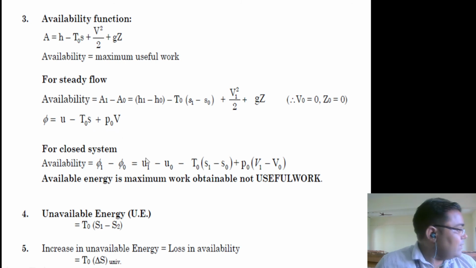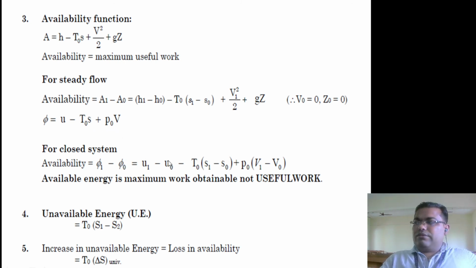So if you take the difference of these two, that will give the availability for the closed system, which is given by U1 minus U0 minus T0 (S1 minus S0) plus this term which you are seeing here, P0 (V1 minus V0). This is the amount of work which you are spending to displace the boundary. This will come only in a closed system. If you rearrange these terms, you will get this form, phi 1 minus phi 0, that is called the non-flow availability function.